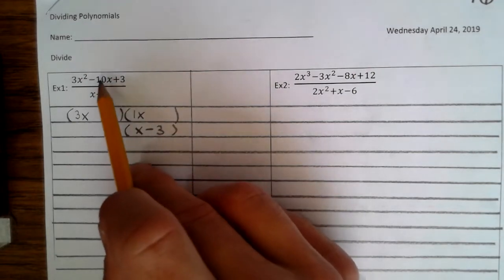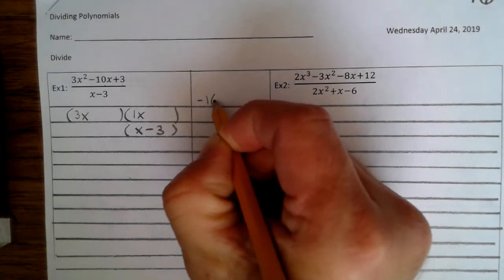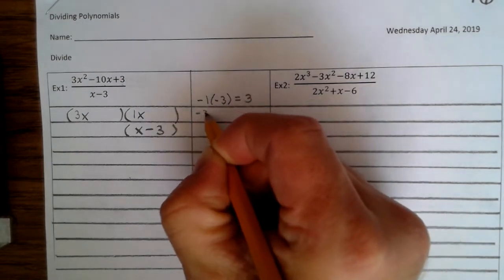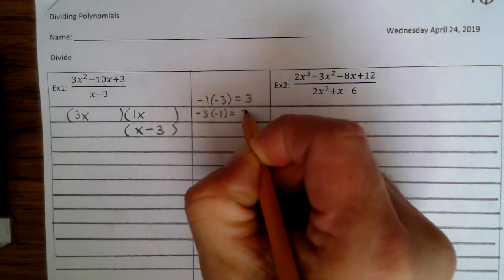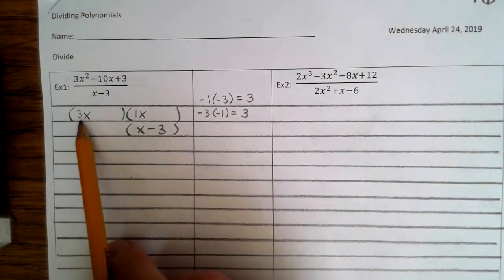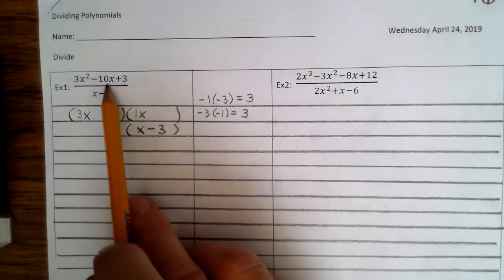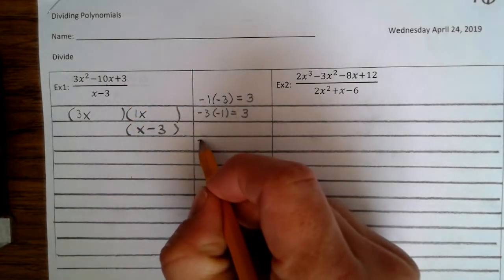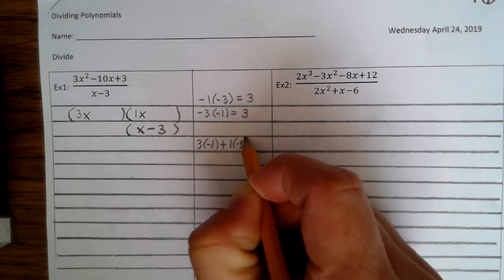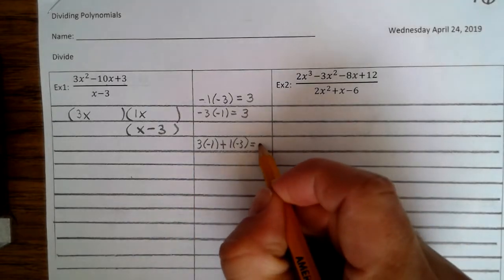is find all the combinations and make a positive 3. Now, because the middle number is negative, both terms must be negative. So we know that negative 1 times negative 3 is positive 3, and negative 3 times negative 1 is positive 3. So that's the only combinations. Now, here's where it gets a little more difficult when the number in front of x is something other than 1. We need to multiply 3 times this term and 1 times this term to see if we get negative 10. So we're going to try 3 times negative 1 plus 1 times negative 3, which equals, looks like negative 6. So that doesn't work.